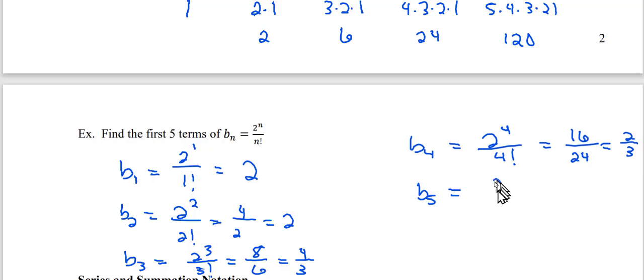B5 would be 2 to the fifth over 5 factorial. 2 to the fifth is 32. 5 factorial is 120. Those are both at least divisible by 8. 4 over 15. Yeah, that's it, right?